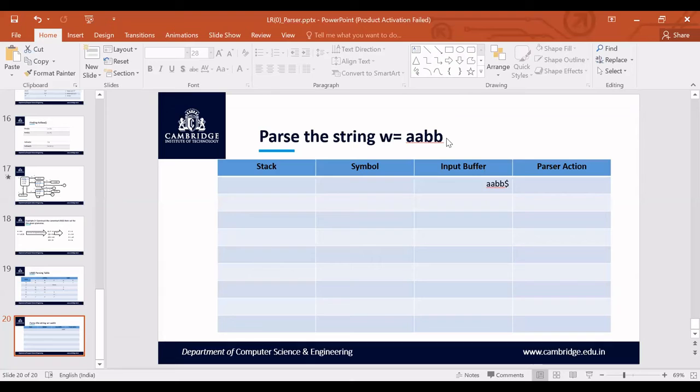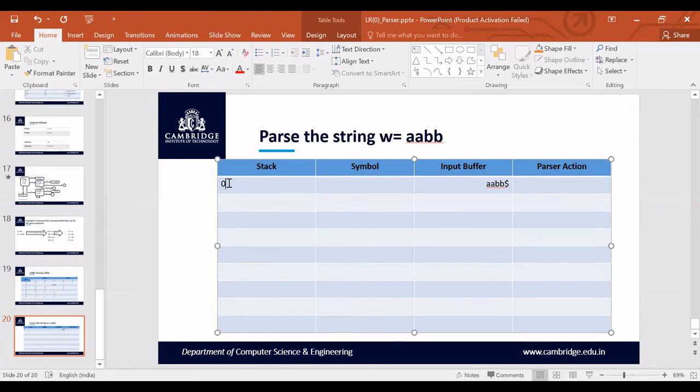Fine. As we have done for the previous example, the stack will be the second column, the input buffer the third column, and the parser action the fourth column. Initially the stack top will have state 0, the input buffer will have the input string that has to be parsed, the symbol column is empty, and the parser action column we will now fill.